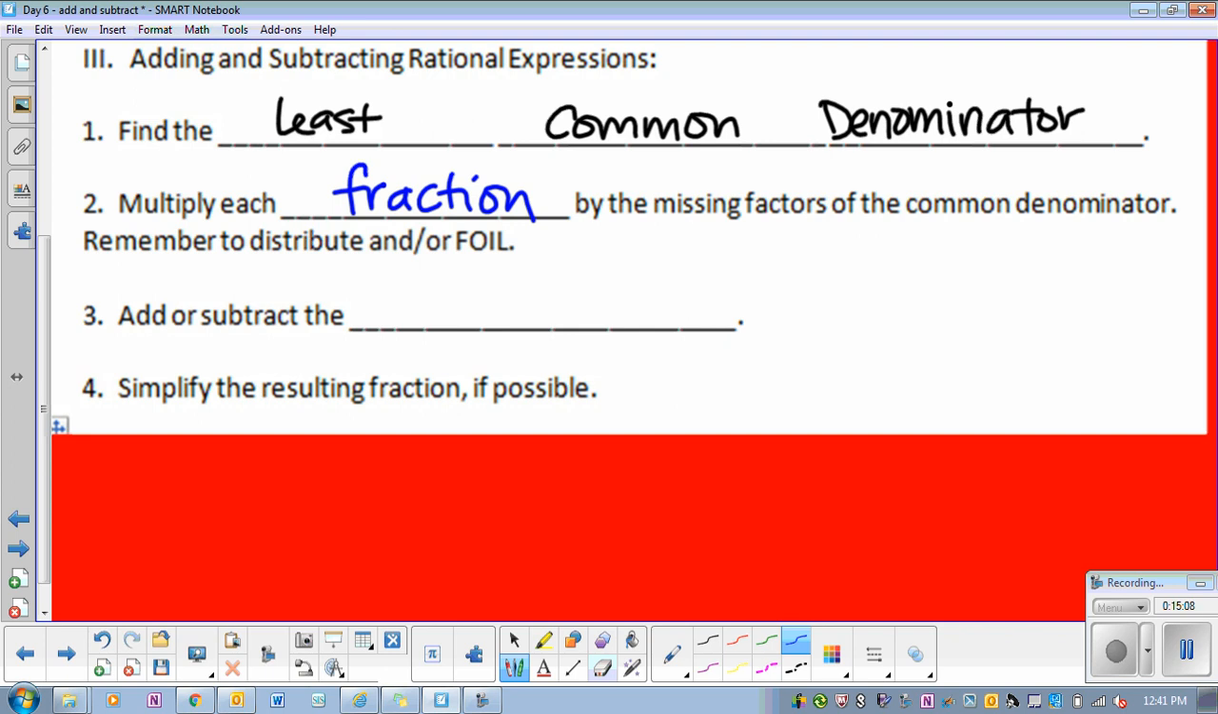Right? What is this missing? Well, then I need to multiply that on the bottom and on the top. That kind of thing, right? And remember, if you have two factors on the top, you need to distribute or FOIL. Okay? And then number 3, add or subtract just the what? Numerator. The numerator, yeah, the top. The numerator, good. And then you want to simplify your remaining fraction if possible, okay?